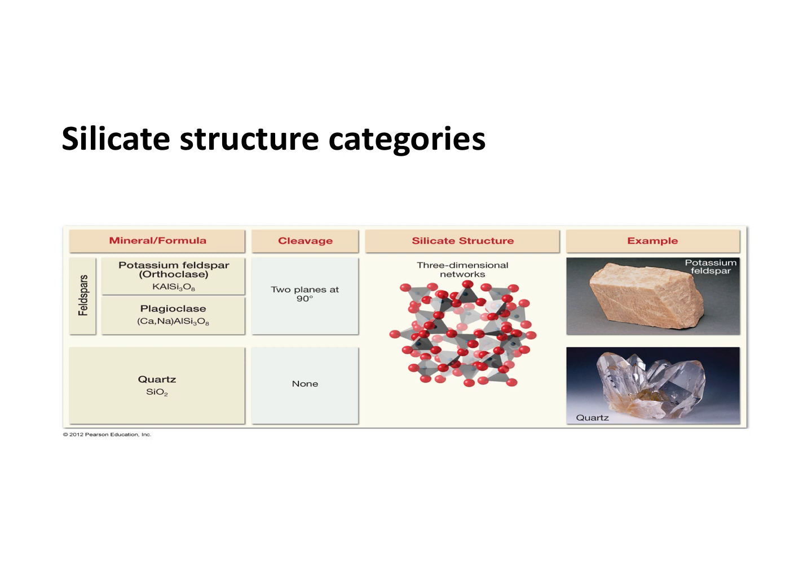And then finally, if you do share even the top oxygen between the individual tetrahedra, then we have what's called a three-dimensional network or a framework silicate. So we're going to look at each one of these categories and learn one or two minerals in each of them.